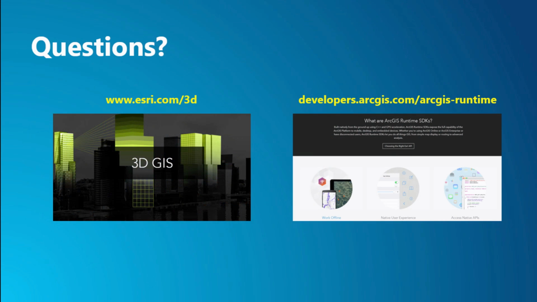I referenced a couple of sites here. One, 3D GIS in general, across the ArcGIS platform and how it's used. It's a great site to go to learn what we're up to with respect to 3D across the platform. And then there's also another site here with Runtime. If you're looking at taking advantage of any of our Runtime SDKs, there's a great landing page here for finding out more information. And with that, we have about 10 minutes for questions.